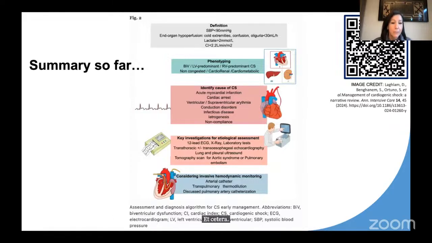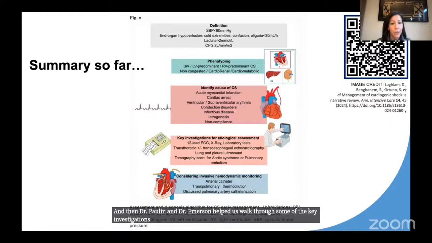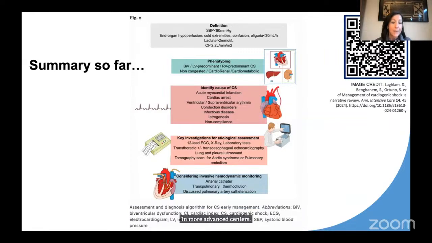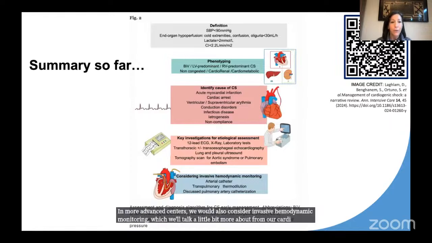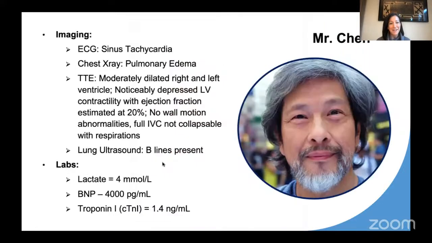And then Dr. Paulin and Dr. Emerson helped us walk through some of the key investigations that we would use. And then we also talked about echocardiography and lung ultrasound. In more advanced centers, we would also consider invasive hemodynamic monitoring, which we'll talk a little bit more about from our cardiothoracic ICU experts. And this would include things like the arterial catheter, the pulmonary artery catheter, and some other more specialized devices. So with that, I'm going to hand it back over to Dr. Sarah.